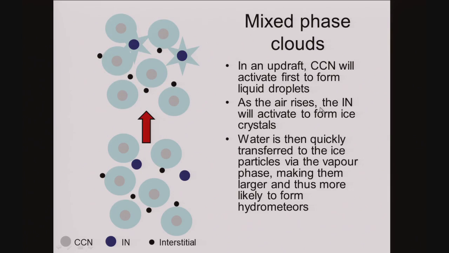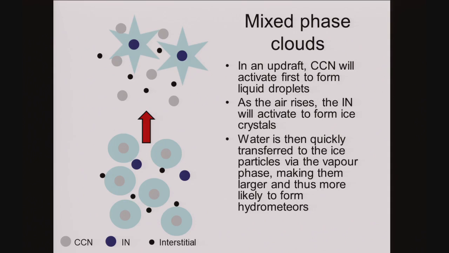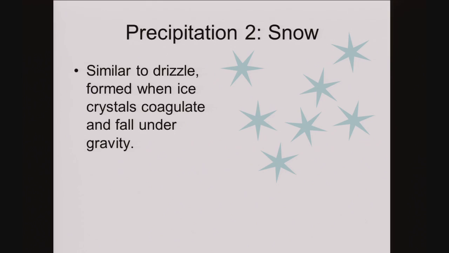And then water is transferred to the particles from the vapour. The ice grows faster than the liquid. The liquid evaporates in this situation. So they grow very big and they're more likely to fall. Once they grow to big sizes, they're more likely to fall. And they can also stick together and form snowflakes. So we have lots of ice crystals, similar to the formation pathway for drizzle. We can also get snow precipitation by this mechanism.